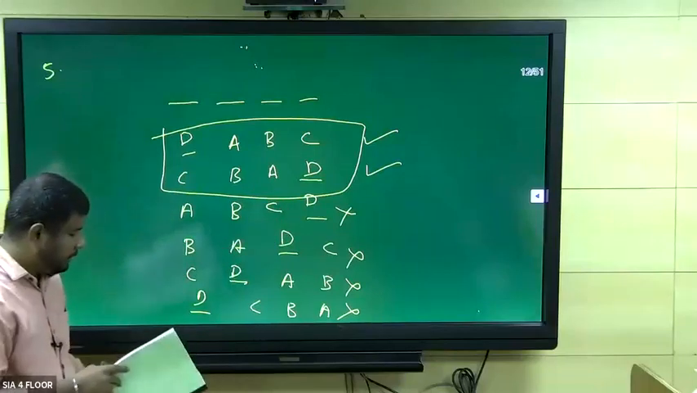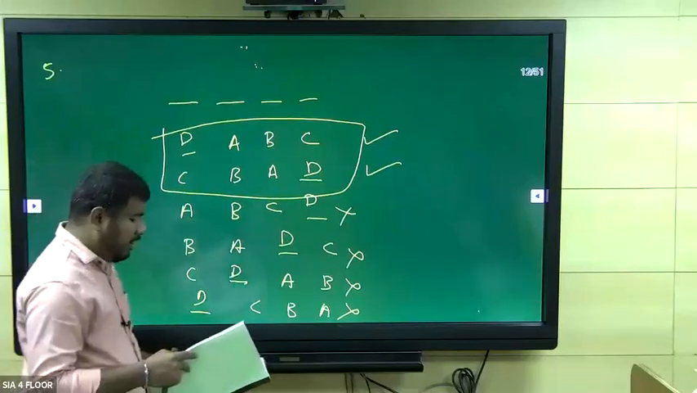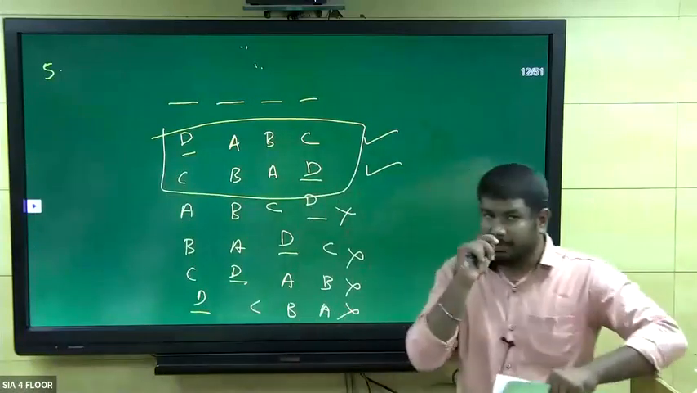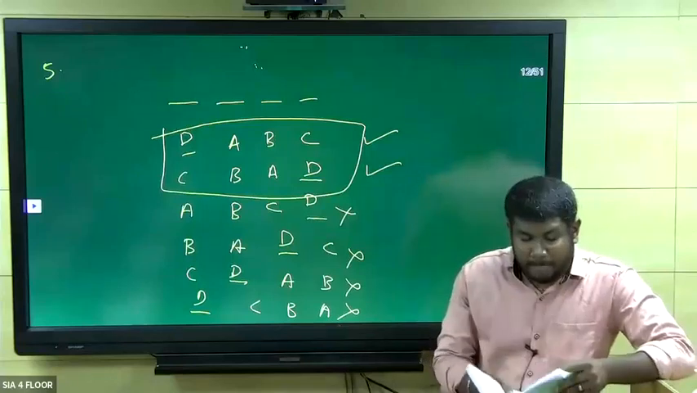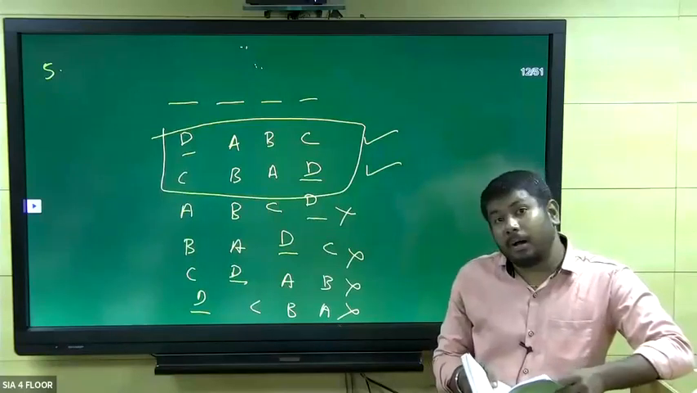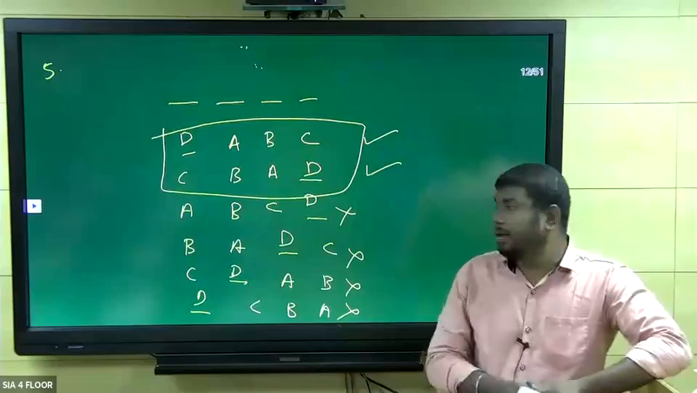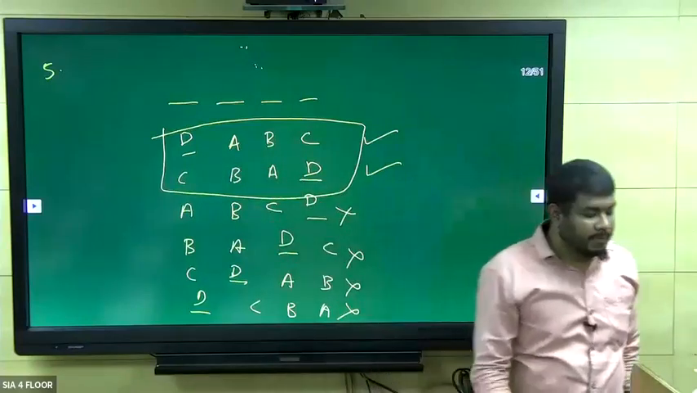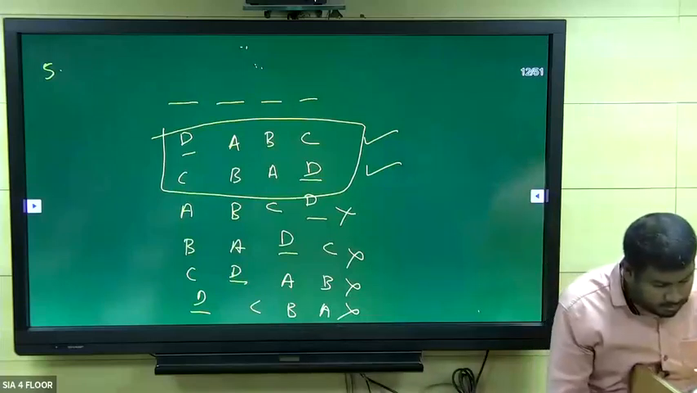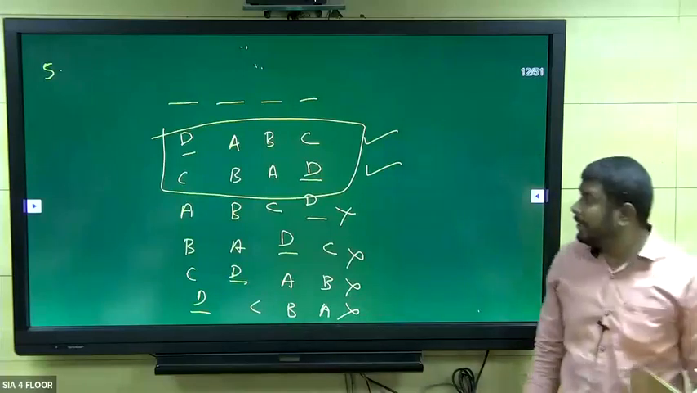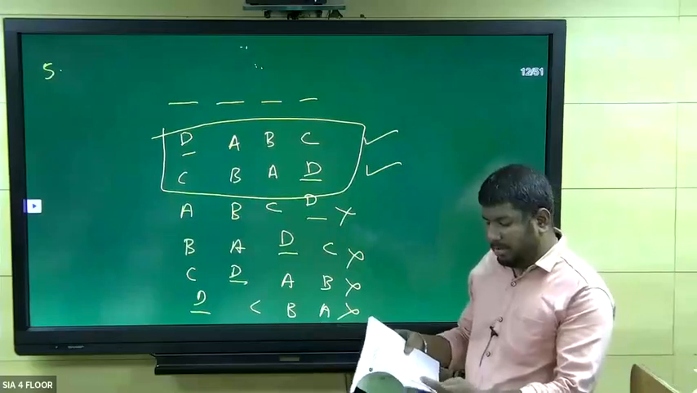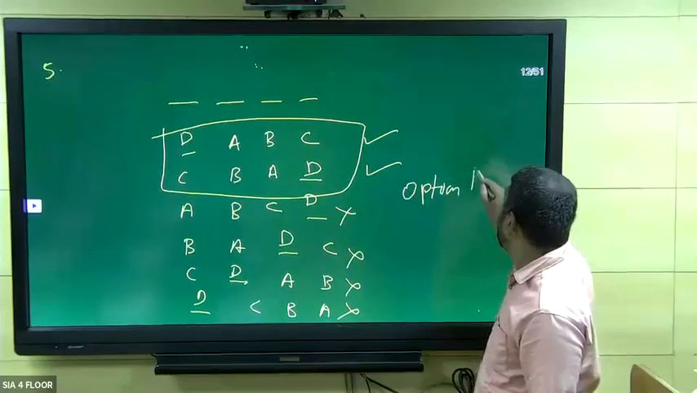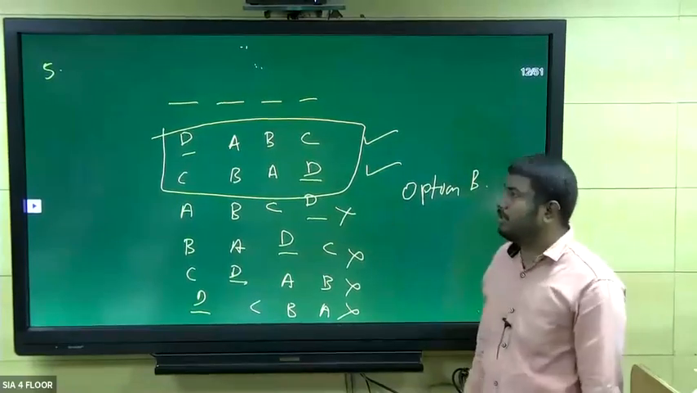So now what is the question? If C is not sitting next to D, who is occupying seats adjacent to D? Listen carefully. Answer is A. A is the next person to D. Yes, very good, Suganya. A is the answer. Option B is the answer for this question.